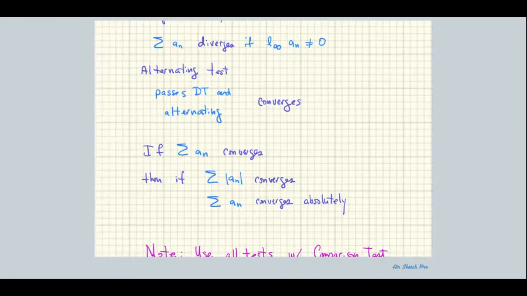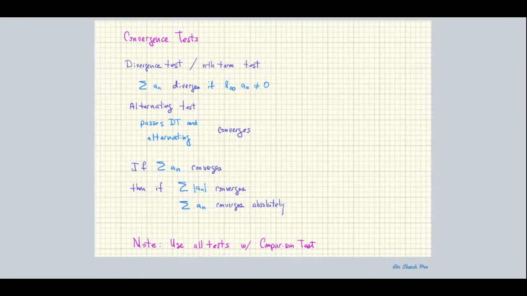All right. Now, if the alternating test works, and you know that it converges, we'll often ask, what about absolutely? Because sometimes you get series that will converge on one side of the axis and diverge on the other side.